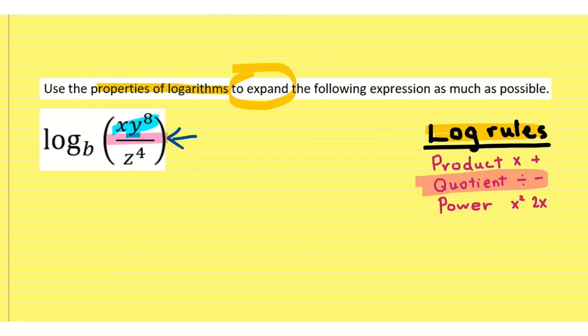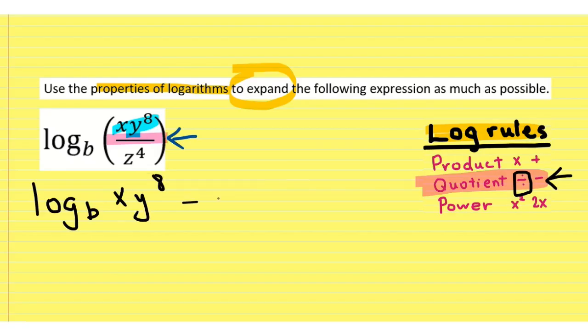The quotient rule says that if I have a division of two terms or expressions, I can separate them and turn them into a subtraction. So I'm going to do log base b, and your numerator will come first. So xy to the 8th, that's my numerator, minus log base b of the denominator, z to the 4th. So that is using the quotient rule. I'm allowed to change that quotient into a subtraction operation.